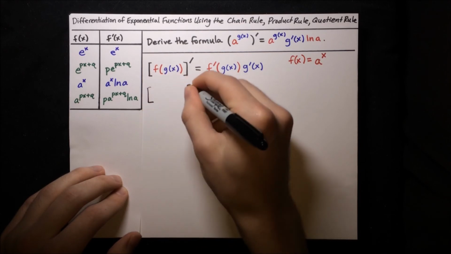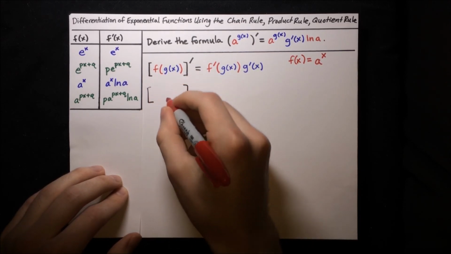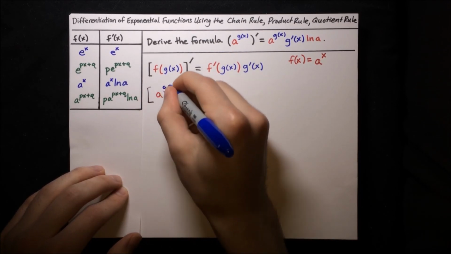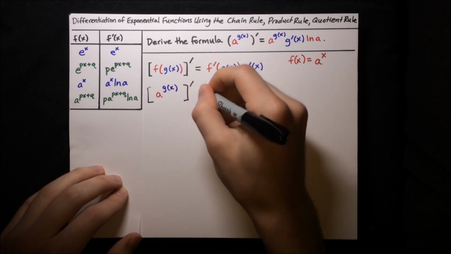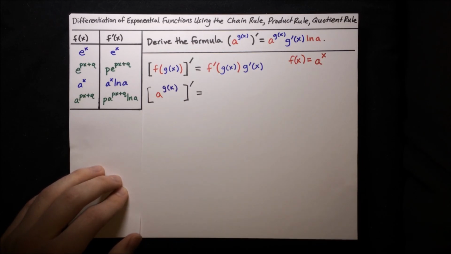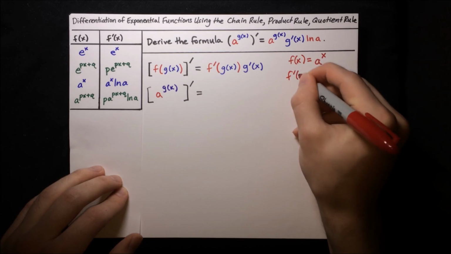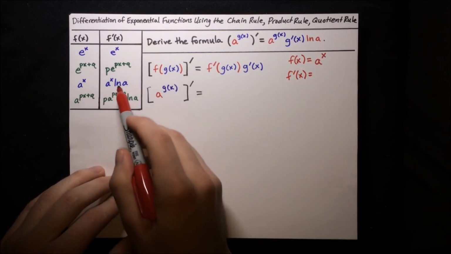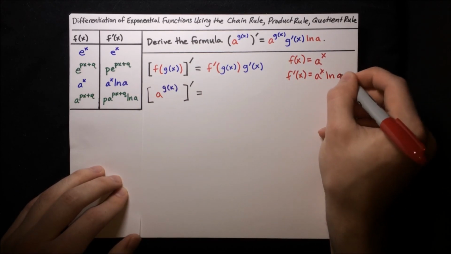So here, plugging in that f is a to the x, then f of g of x is just a to the g of x, and that's what we want, and we're taking the derivative of that. So according to the chain rule here, that's f prime of g of x. That's the first bit of it. So let's go ahead and compute f prime. What's f prime of x? If f is a to the x, well, that's just right here in our table of rules. So that's just a to the x natural log of a.